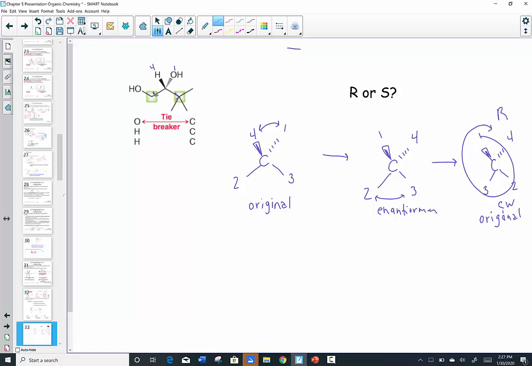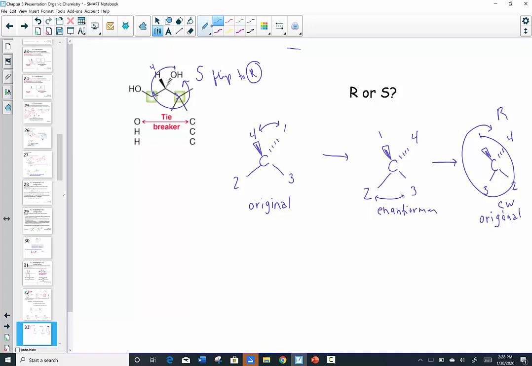If 1 is in the back and 4 is coming out, watch the trick. Notice when I connect the numbers, I have an S configuration. This means what I'm looking at is from the opposite direction. So just flip your answer. And done. You now know that that's an R configuration.